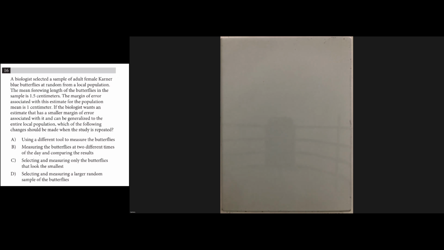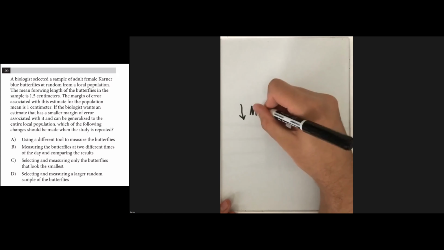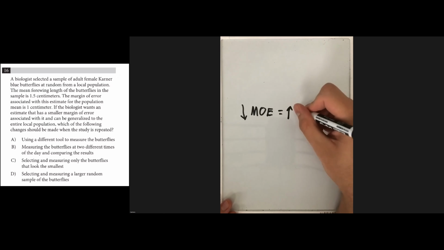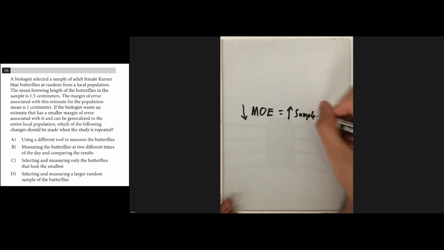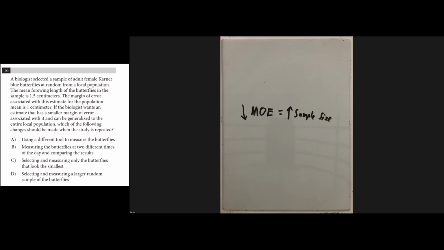Okay, so for this question, I'm not really reading all that. It just says, if a biologist wants an estimate that has a smaller margin of error associated with it and can be generalized to the entire population, which of the following changes? Well, if you want a lower margin of error, then you need to increase your sample size. So if you want to decrease your margin of error, you need to increase your sample size.